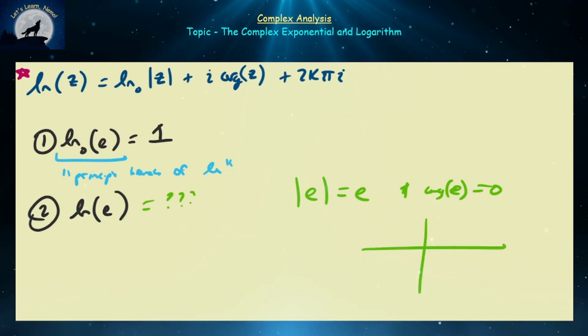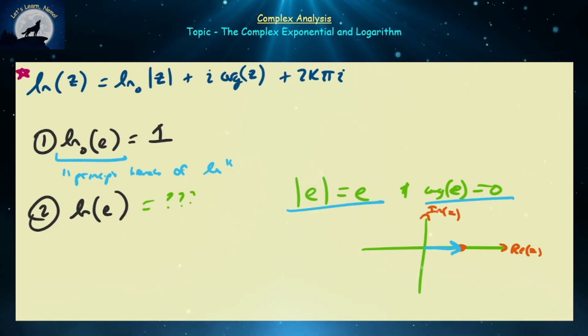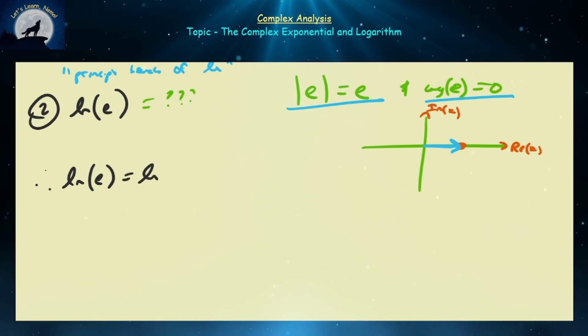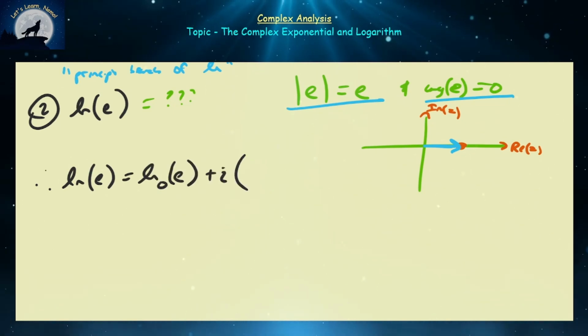Well, e is approximately 2.71828, so with respect to the complex plane, where this is the real part of z and the imaginary part of z, the argument of this number is located right here because that is e. So the argument of z is 0, the norm of e is e. By definition of the natural log in the complex sense, we have that the natural log of e will be equal to the principal branch natural log of e plus i times its argument, 0 plus 2k pi.